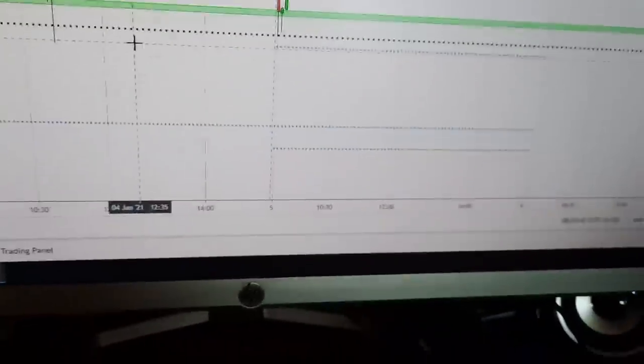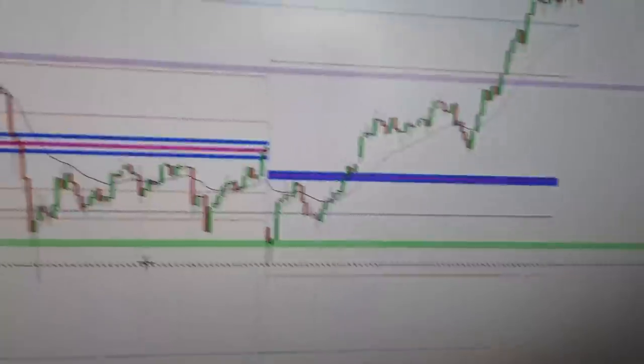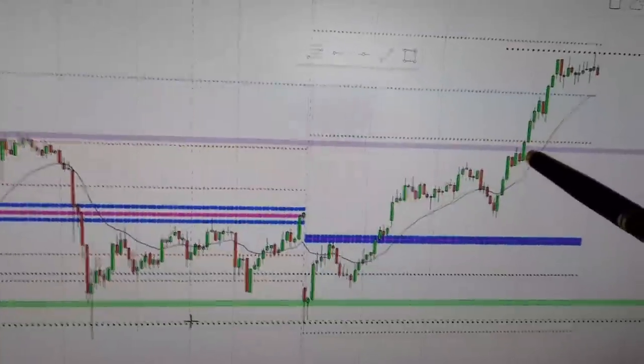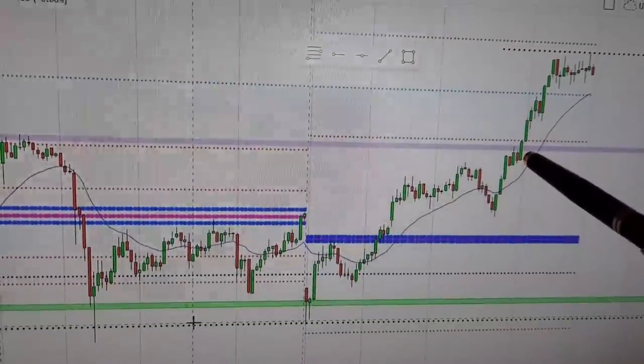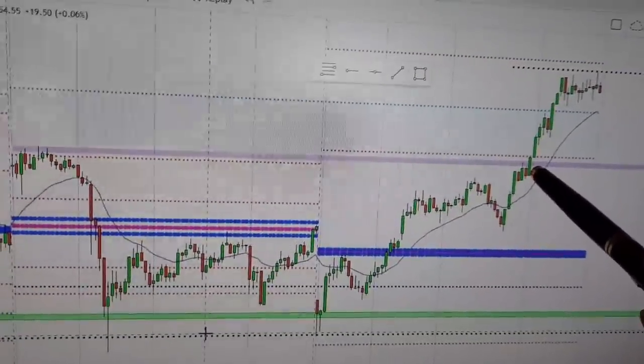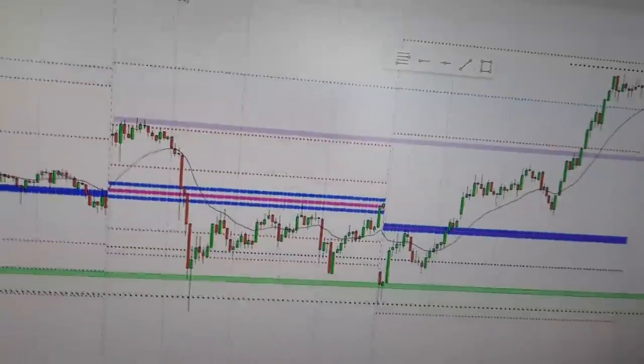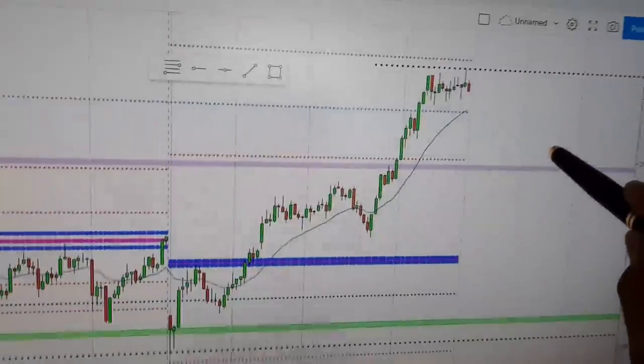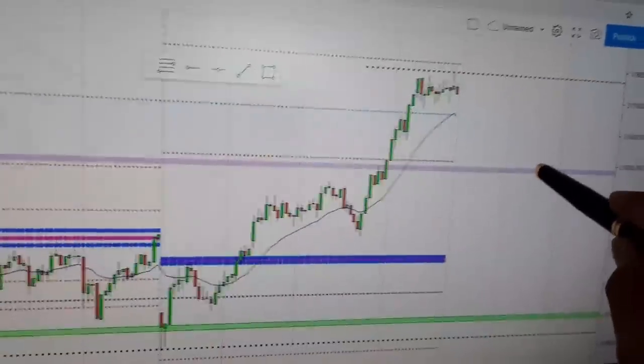Next day, what happened? Next day on 5th of January, you can see that that is yesterday. The market came here and then a breakout. The green candle you see here has broken the supply zone and then started going up. So today I marked this level. This is the turning point where it is likely to face some kind of support or resistance.